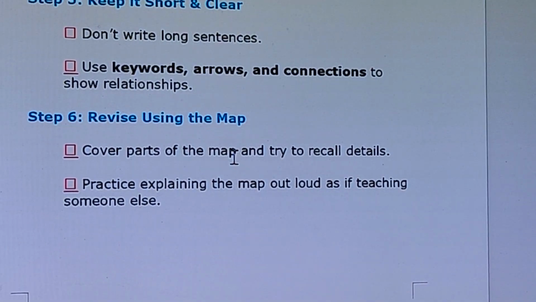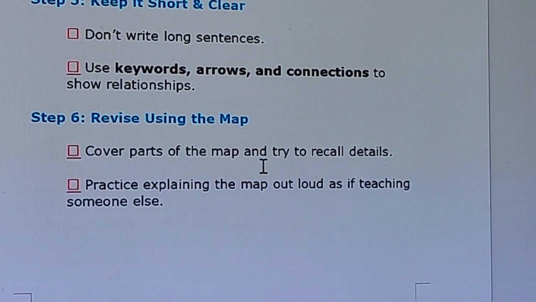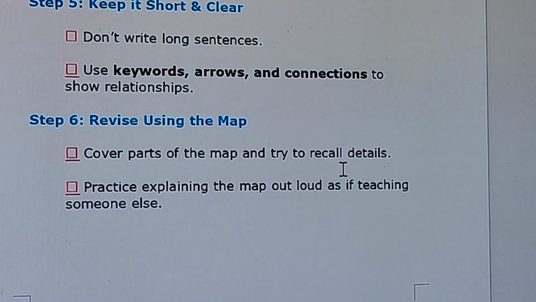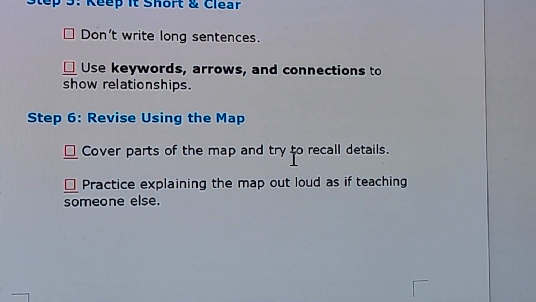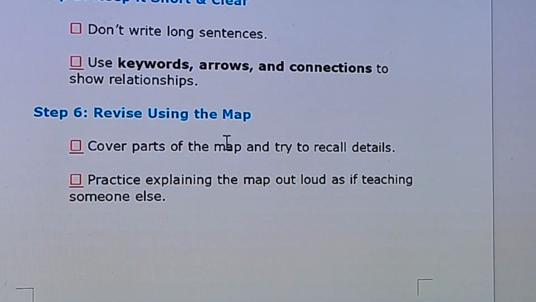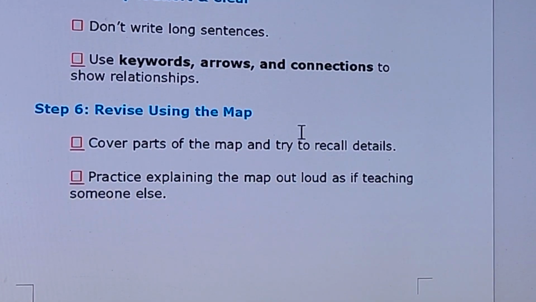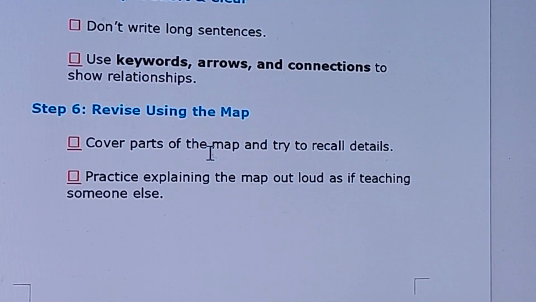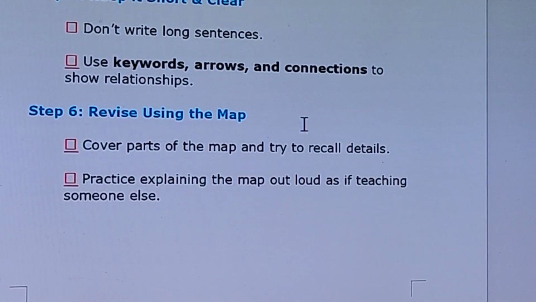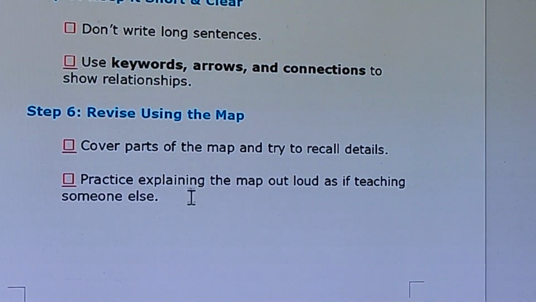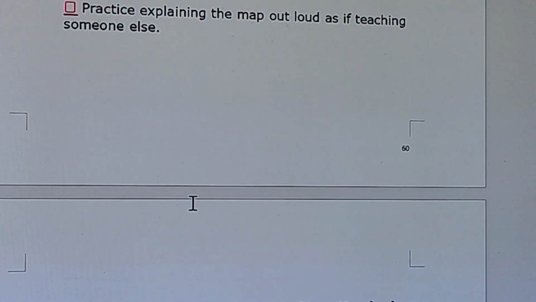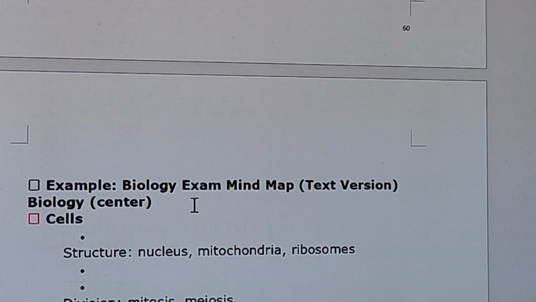Revise using the map. So cover parts of the map and try to recall the details. So take that page, turn it upside down and see if you can remember it. Or take another blank page and try and replicate that same identical map that you made. And try and see if you can remember all the parts of the map. And in this way, you can then know how much you've remembered and how much you have forgotten.